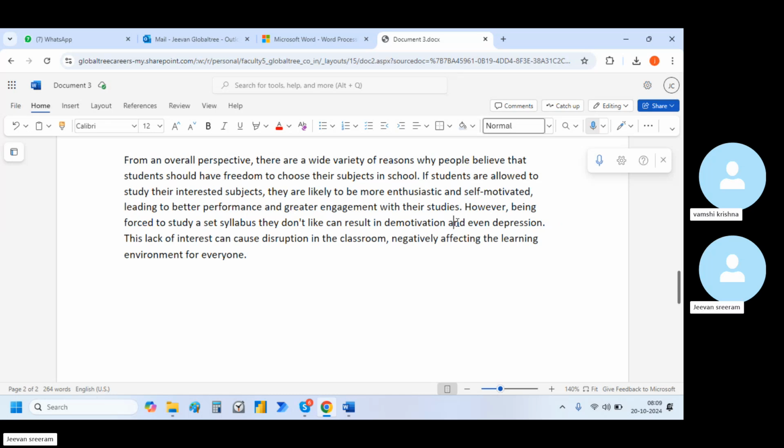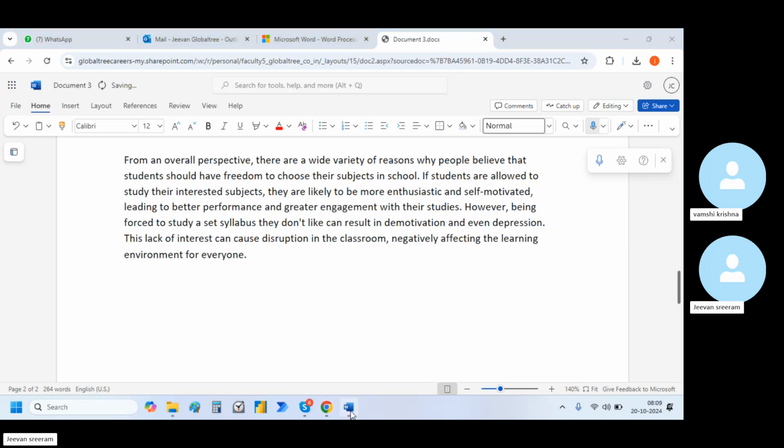Clear, sir. Yes. So you have included how they enjoy the subjects if they are allowed to study their own subjects. Another idea is if they are made to study a set curriculum, definitely affect. Okay. Next.